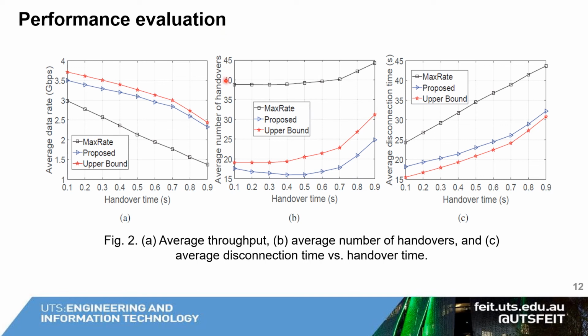However, when the handover time is higher than 0.5 seconds, the number of handovers increases. The reason is that when the handover time is too high, the vehicle may move to a new zone before completing the handover process. And in this case, the vehicle needs to perform the handover again to keep its communication. However, our proposed solution obtains the lowest number of handovers compared to other schemes thanks to the advantage of our learning algorithm.